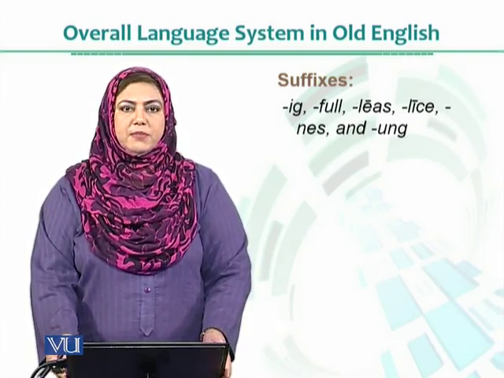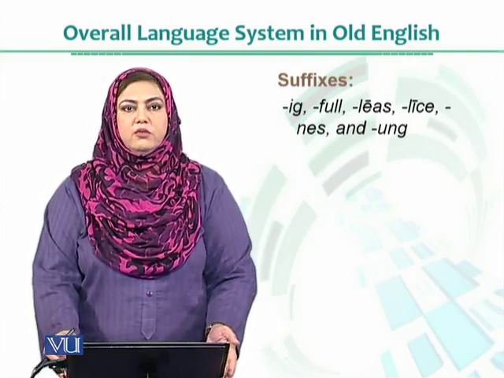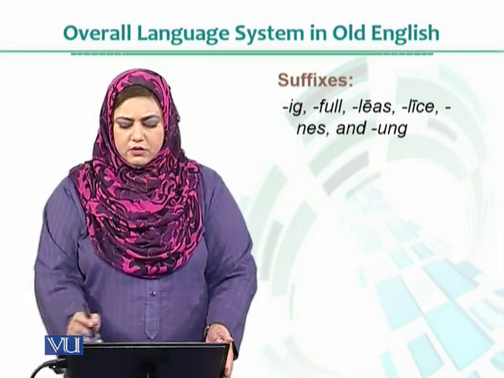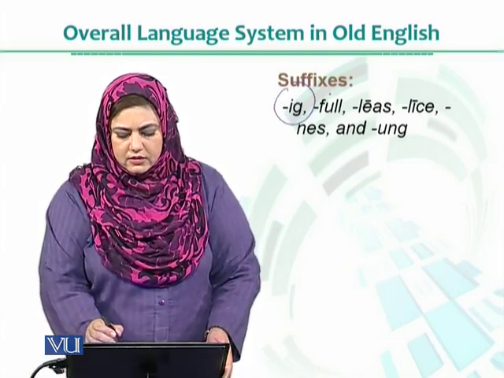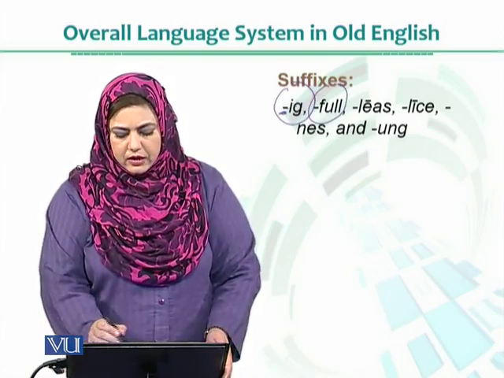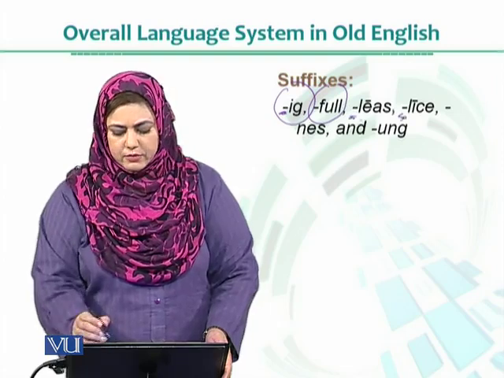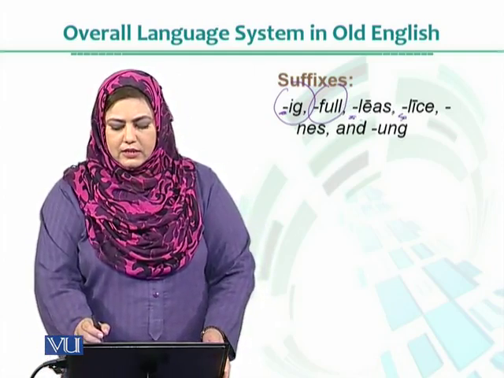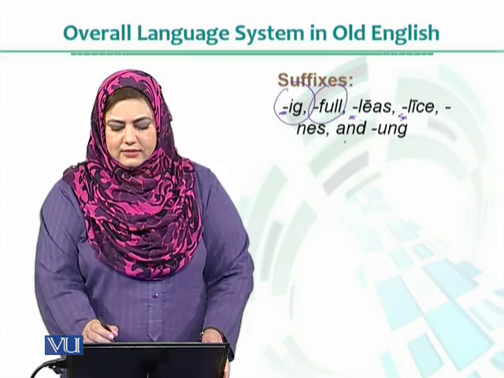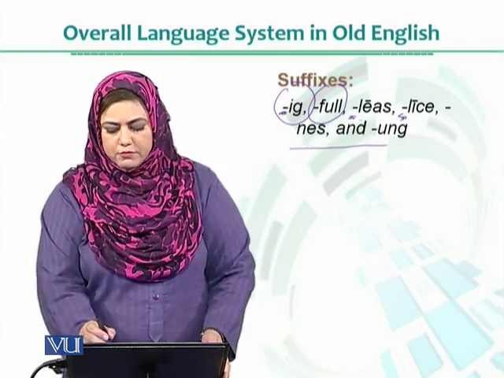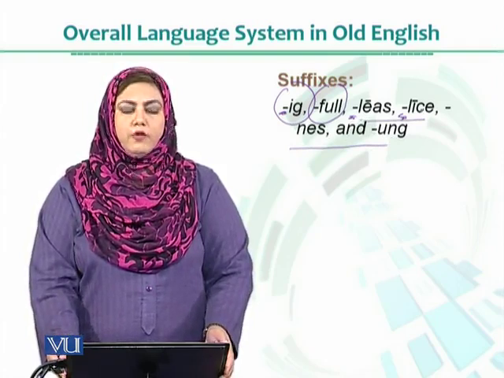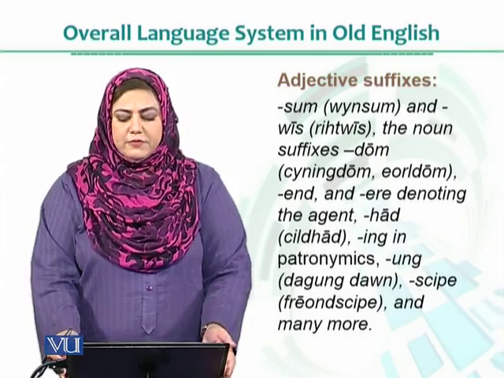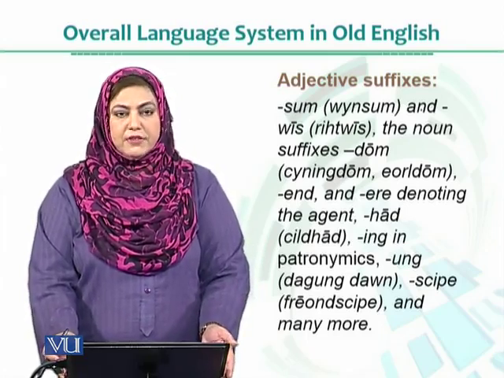Suffixes are those endings, by the way, just to refresh your memory, that are used to make new words by adding to the end of a root word. So notice on the screen, this particular mark shows that this is to be added at the end. So certain endings like egg, full, lias, lice, ness, and ung, all of these were used in Old English to form further words. Adjectives were formed by using suffixes in Old English.